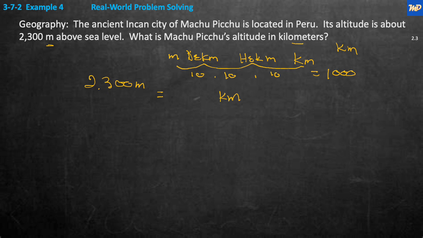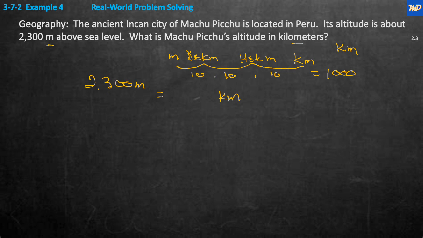Km is much bigger, 1,000 times bigger than meters. So if you've got 2,300 meters, to list that in kilometers, the number is going to be very small. It has to be a small number because the km is way bigger, because we're trying to get the equal value here. So we're going to divide. When you go from a smaller unit to a larger unit, you divide by the difference in the factor, the multiplication or division factor. 10 times 10 times 10 is 1,000.